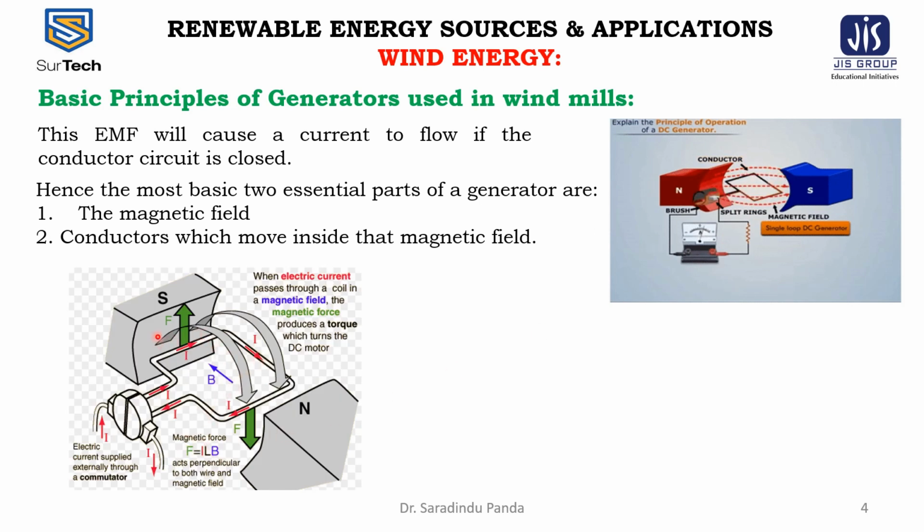This is another overview of the basic principles, that is, the electric current supplied externally through the commutators. The magnetic force is F = I × L × B, where B is the flux density, which acts perpendicular to both the wire and the magnetic field, as per Faraday's law. So when the electric current passes through a coil in a magnetic field, the magnetic force produces a torque which turns the DC motor.